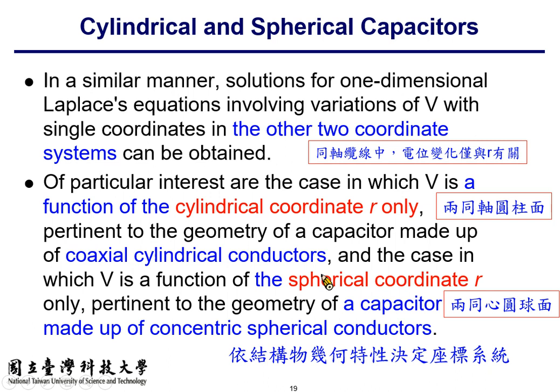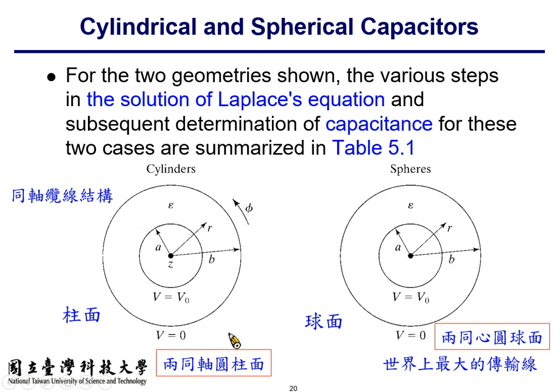All right. So let's check out the cylindrical structure, or even spherical structure. Here is the cross-section view of the cylindrical structure. It's actually formed by two cylinders, one in the middle with a radius of A, and the other on the outside with a radius of B.